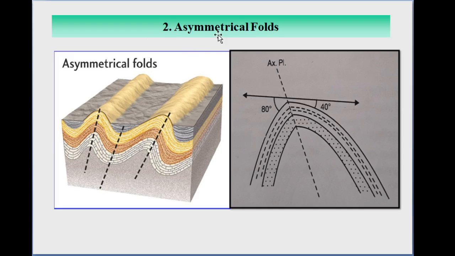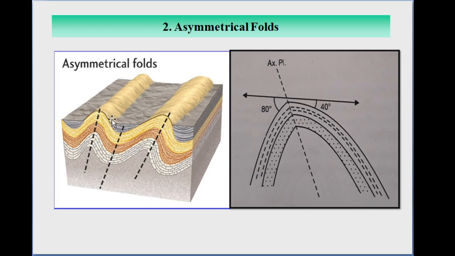In the asymmetrical fold, the figure itself indicates that the two limbs are not of equal length. It means the limbs are unequal in length and dip unequally on either side of the hinge line. The axial plane may be vertical or horizontal here. The limbs are of unequal length and dip unequally in the opposite direction, on either side of the hinge line. Then such a type of fold is called an asymmetric fold.